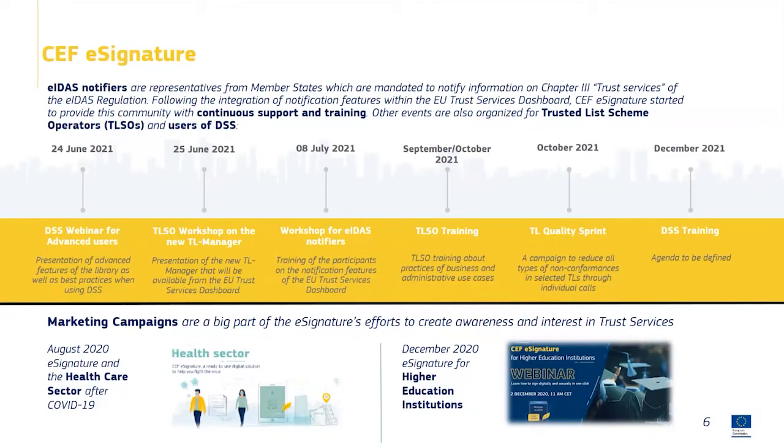There were already some TL quality sprints at the beginning of this year and last year as well. It's a campaign to reduce all types of non-conformances in some trusted lists via individual calls, in particular with my colleague Jean-Emmanuel. And in December, there will be a new TSS training for which the agenda has to be defined.